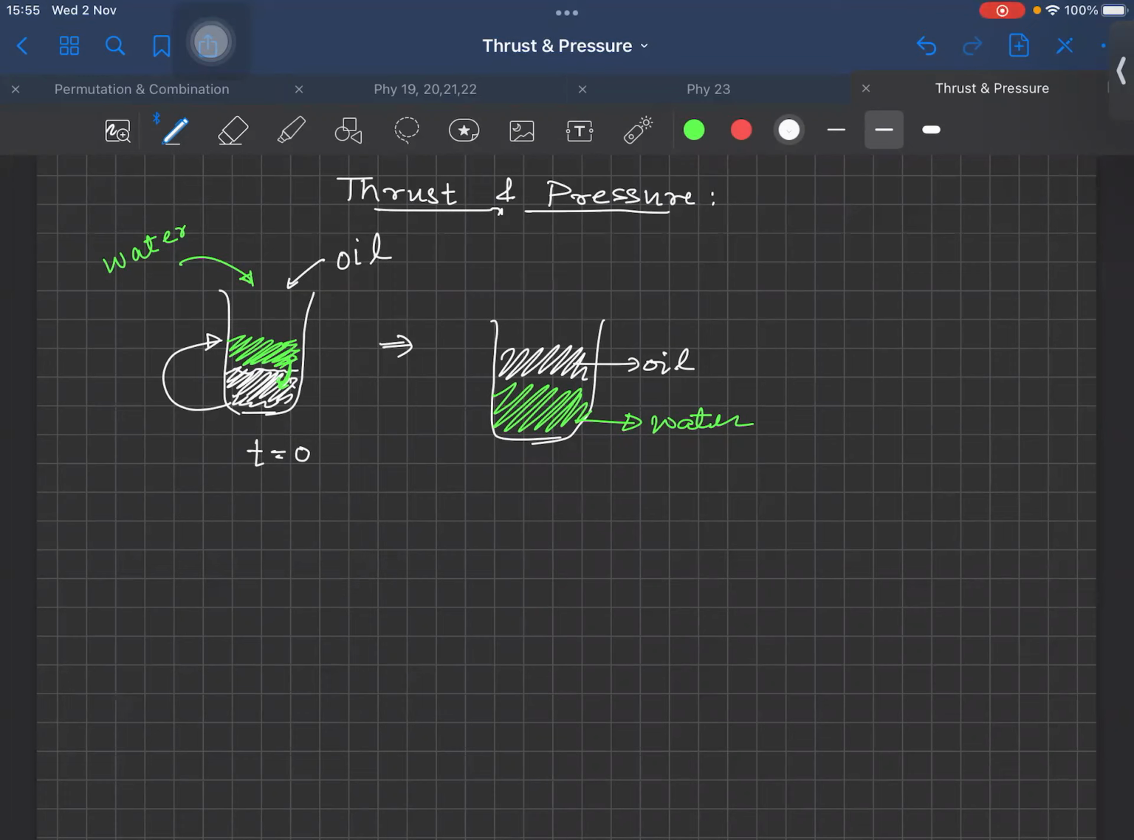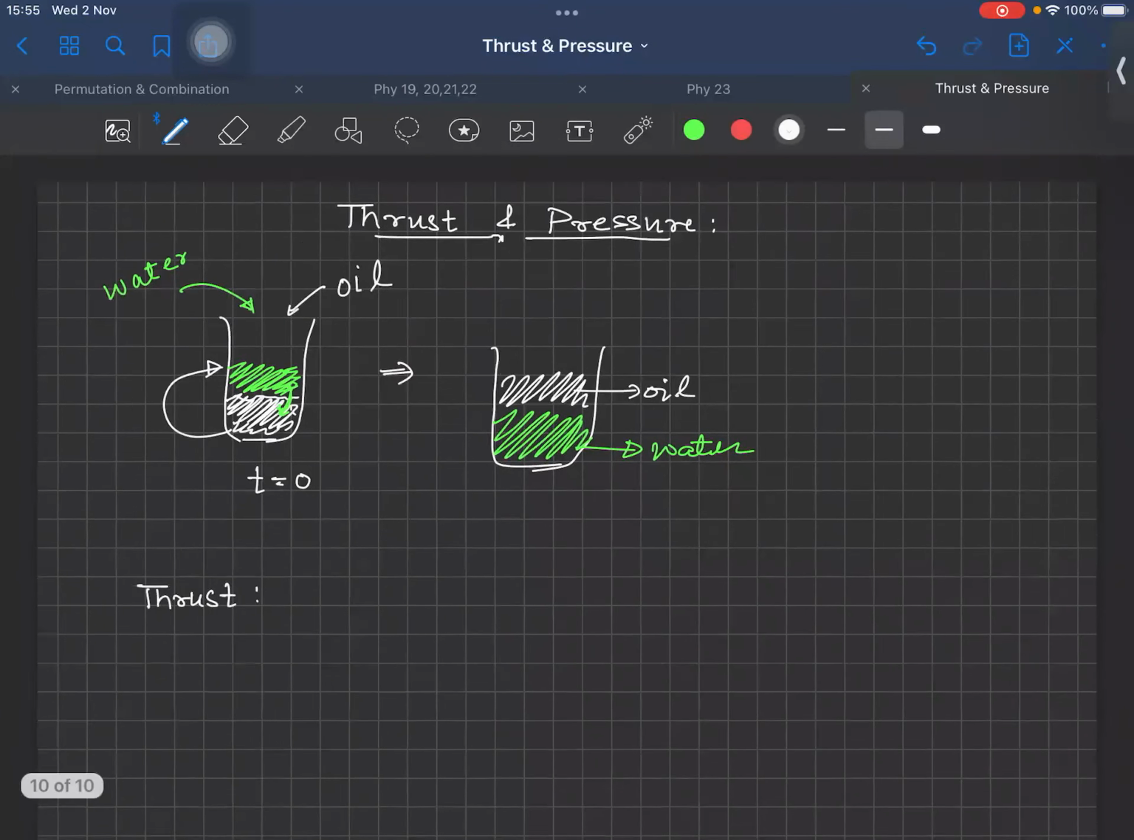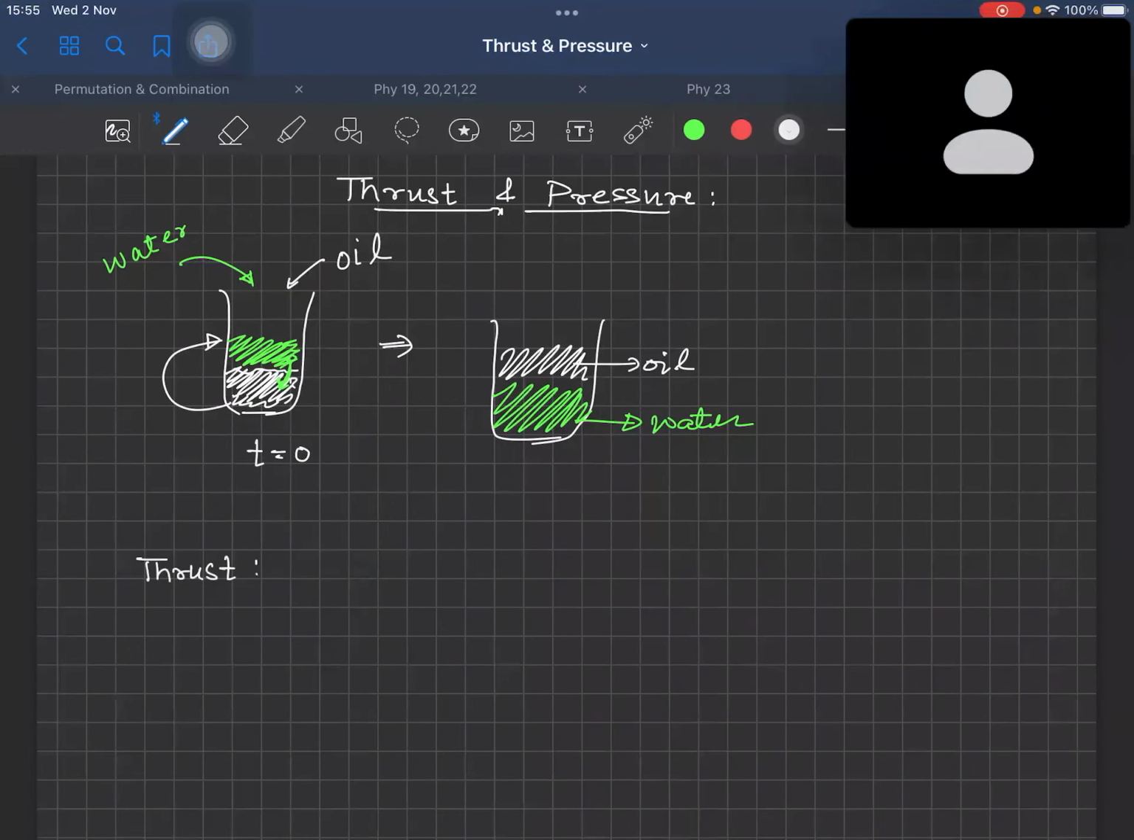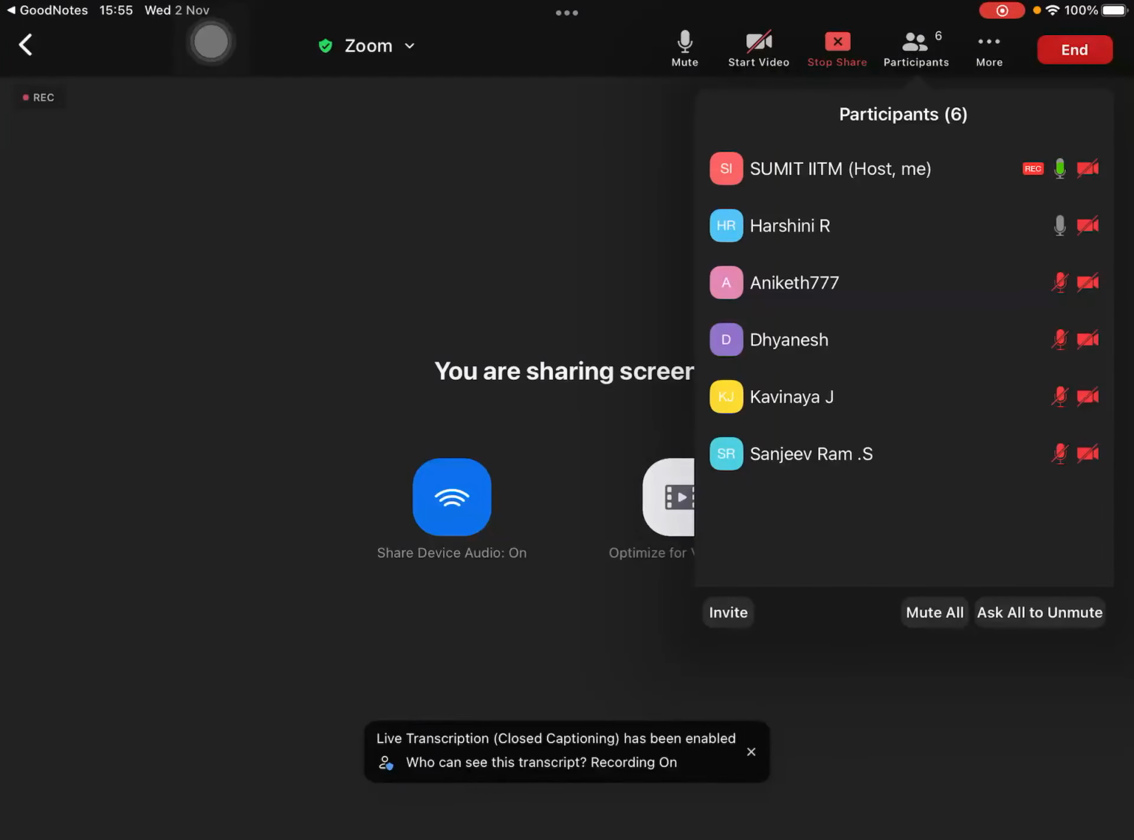Okay, so thrust. Can anyone tell me what thrust is? Yes, anyone? How many of you are present here? Let's see. Okay, are you guys listening?